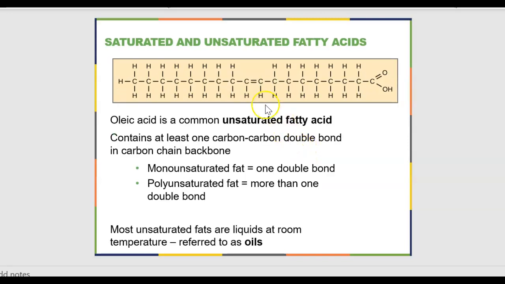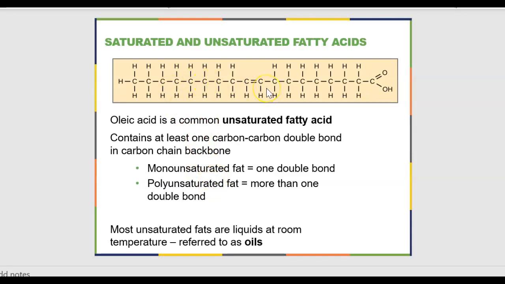However, when it has a double bond, it loses a couple of hydrogens here, and therefore we call this an unsaturated fatty acid. So this is oleic acid, and we'll talk about where you can find some of these fatty acids. This is an unsaturated fatty acid. If it has only one double bond, such as this one, then it's called a monounsaturated fat. If it has multiple, then it's called a polyunsaturated fat.